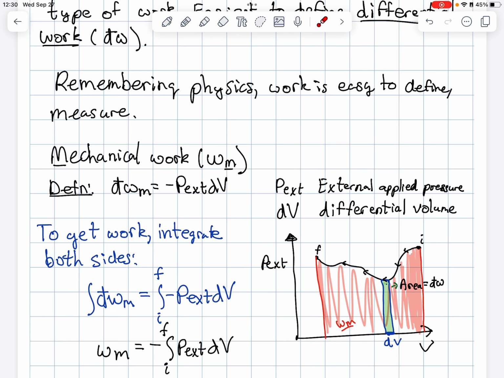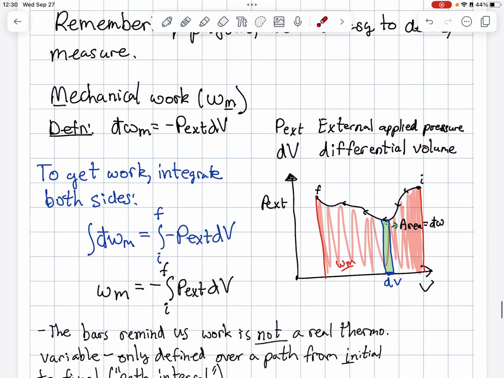d bar w. Then, to get an overall work, I integrate these little d bar w all across my process from initial to final. Integrating from initial to final, on the left-hand side the integral of d bar work is just the mechanical work during that overall process. And on the right-hand side I integrate from initial to final the external applied pressure with respect to the volume. So this whole area under the curve is the amount of mechanical work that I have.